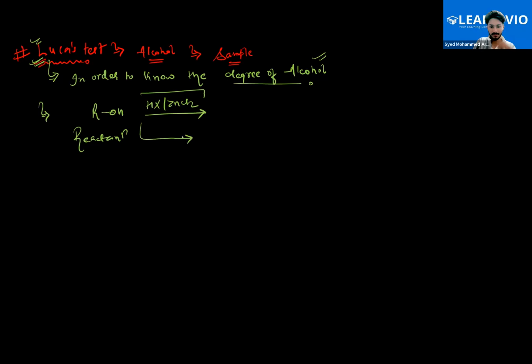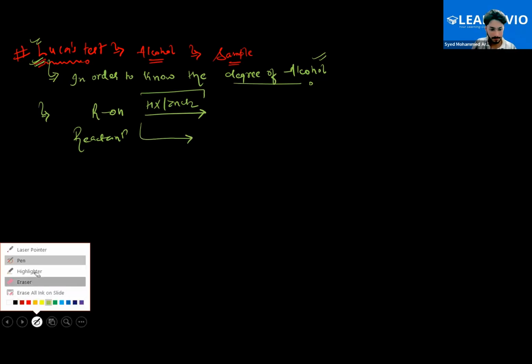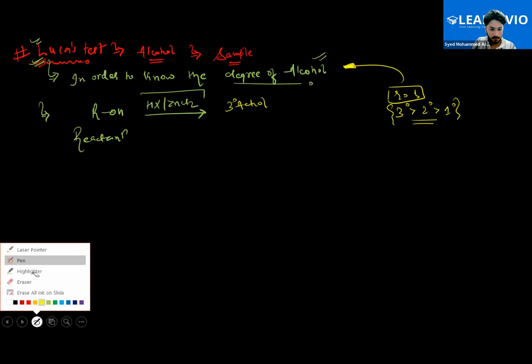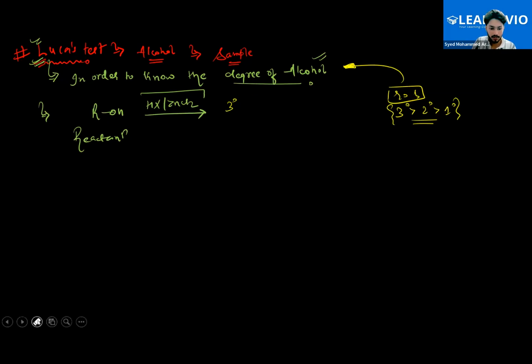Okay. I think I'll check the new NCERT and then tell you, because I have my own NCERT. In that NCERT, there is the 3 degree, 2 degree, 1 degree rate of reaction. Why? Because if you have a 3 degree alcohol, it will be your fastest reaction, and with high turbidity.